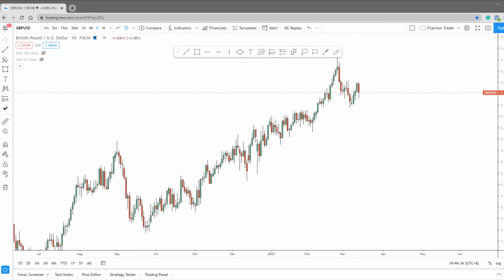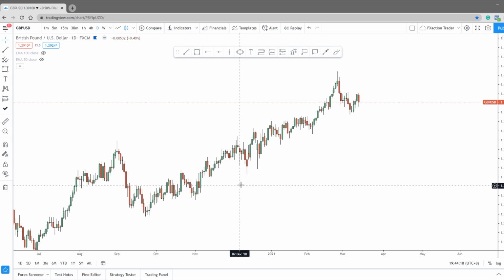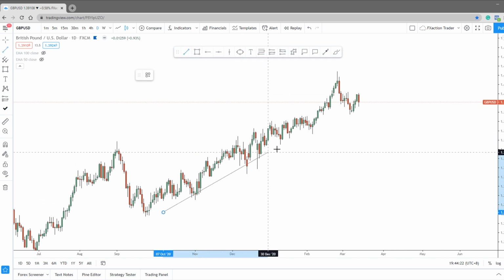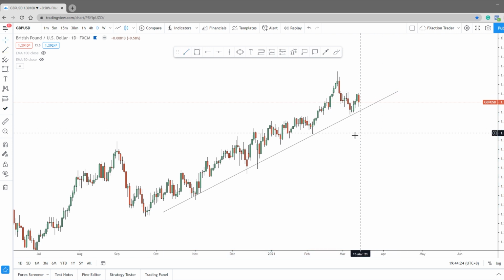On the daily chart of the pound dollar, we can still see a very strong bullish momentum. Overall, the market is still supported by the entire trend line.